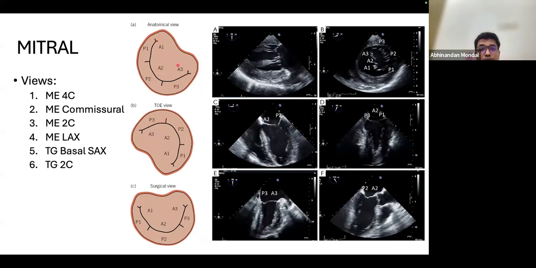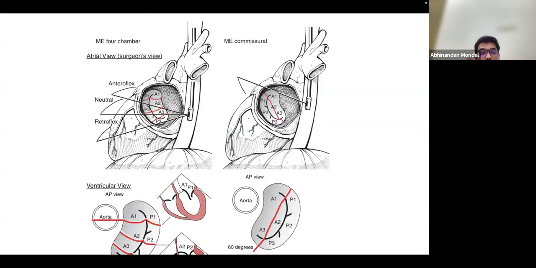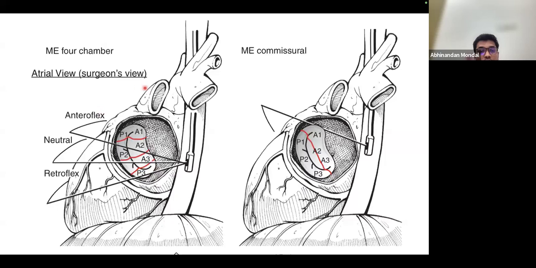But in the TOE view, it is just the opposite of what is actually there on the anatomy, because you are seeing it from behind. And the surgical view is what surgeons actually see from the left atrium while standing on the right side of the patient. So this is an atrial view, the surgeon's view.